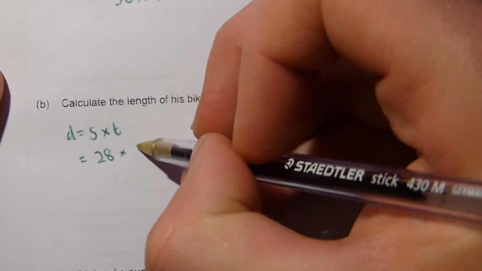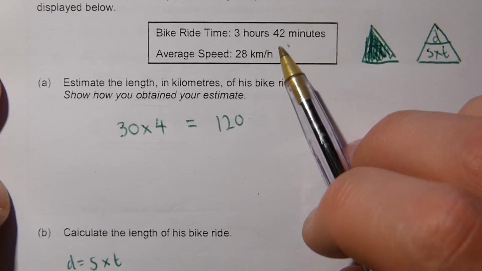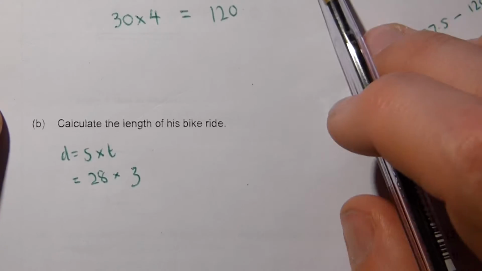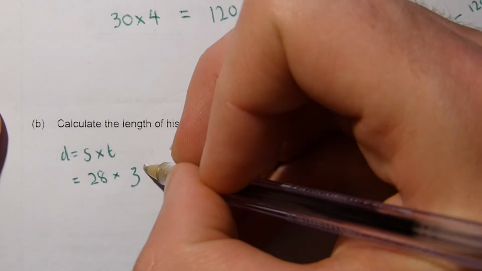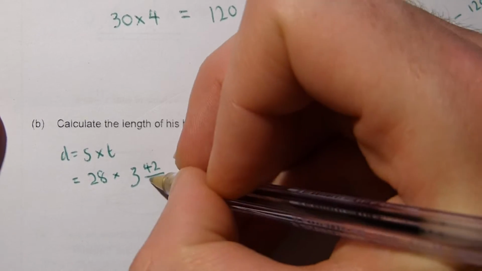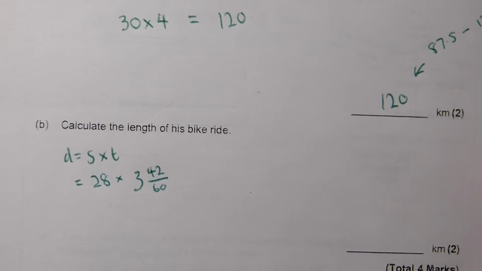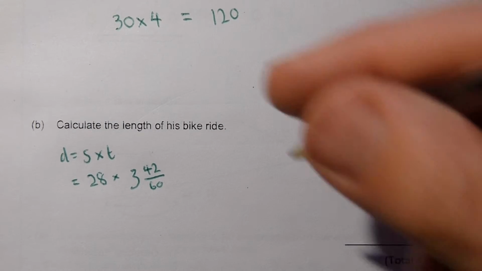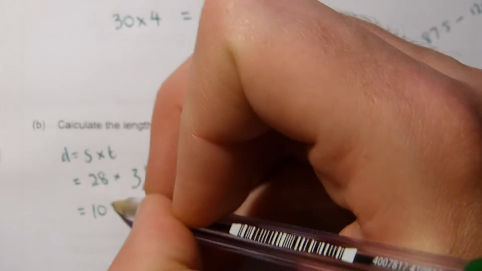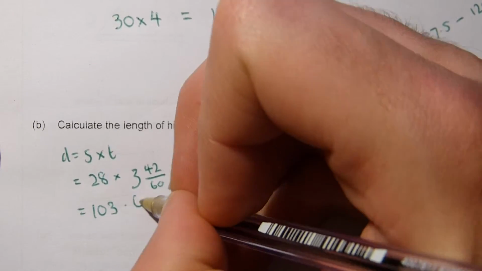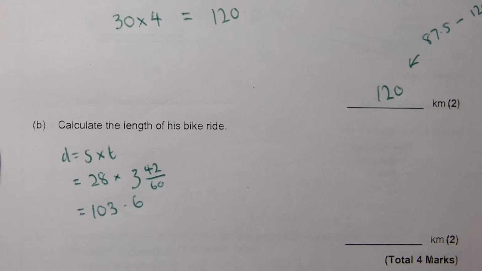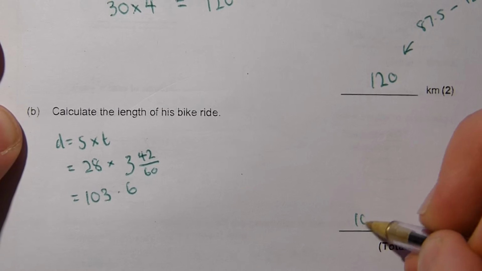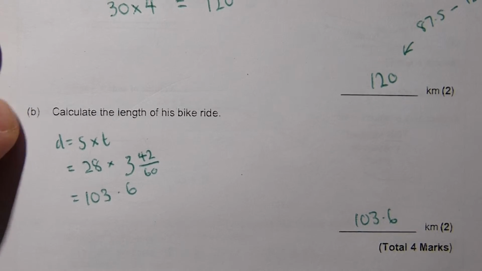So we're going to start with 3, but for the 42 minutes we'll change that into a fraction. So that will be 3 whole hours and 42 out of the 60 minutes, 42/60ths of an hour. Your calculator will be able to handle that for you. 28 times by 3 and 42/60ths comes out with an answer of 103.6. It doesn't mention rounding in the question, so we'll leave that exactly as it is, 103.6.